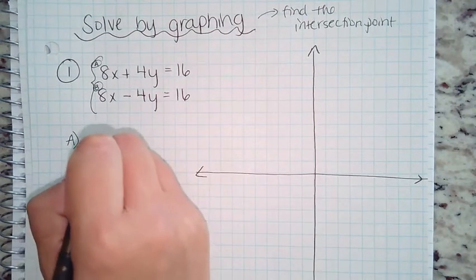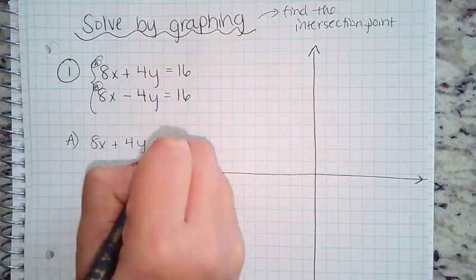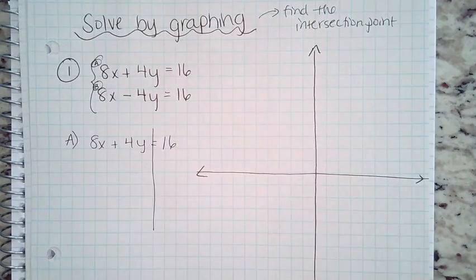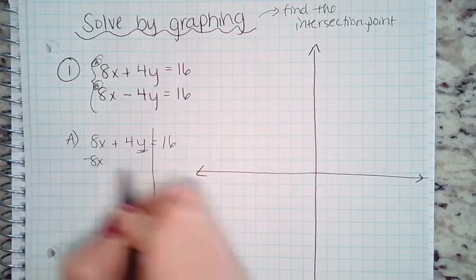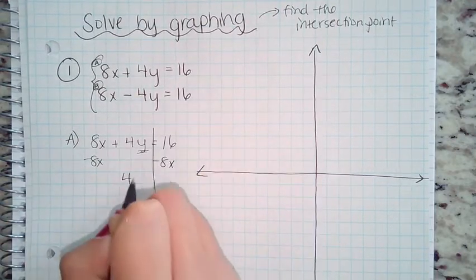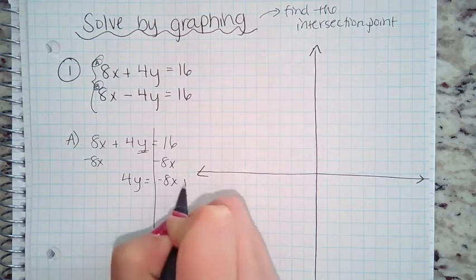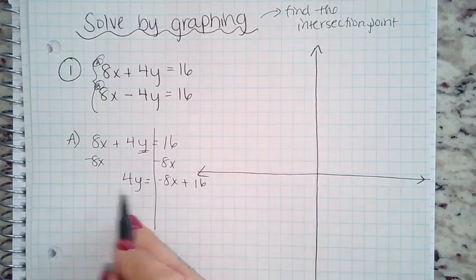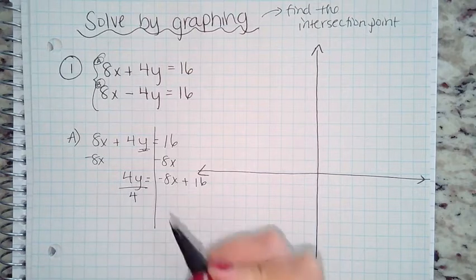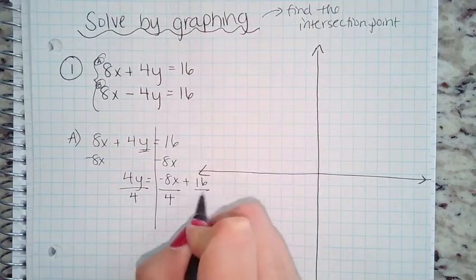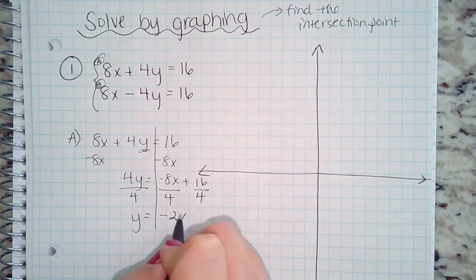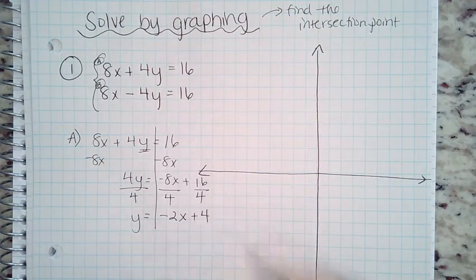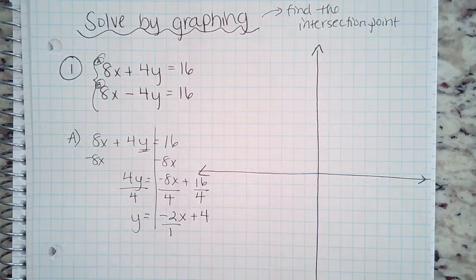Okay, so 8x plus 4y equals 16. So if I'm going to rearrange this in y-intercept form, I have to get the y all by itself. And then I'm going to divide both sides by 4 to get y all by itself. And I get y equals negative 2x plus 4. I'm going to make that negative 2 over 1, so I remember my rise over run.